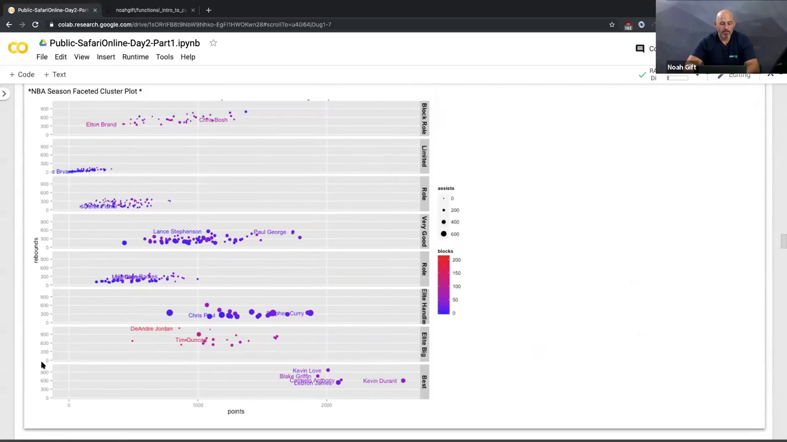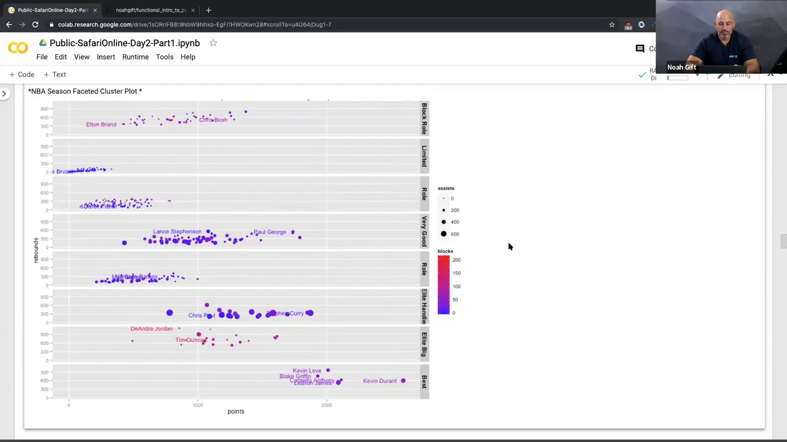So I have rebounds, so over here, I have points over here, and then I have blocks, which are a different dimension. So the more red they are, the more blocks a player has, and then assists show up here, and the larger a circle is, the more assists they have. So I'm able to capture 4 different dimensions on this clustered plot. And the higher up you go here, that's the more rebounds you have, and the farther to the right, that's how many points you have.